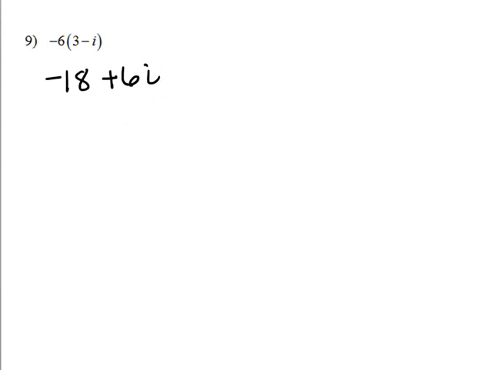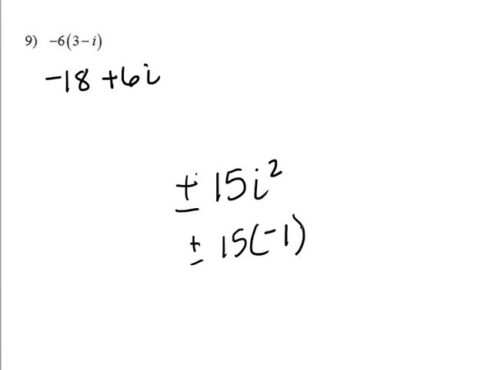This is pretty simple. The biggest thing you have to remember is when you're foiling and you end up with plus or minus, let's say 15i squared, that is the same as plus or minus 15 times negative 1. So you'll get the opposite sign of that last term.